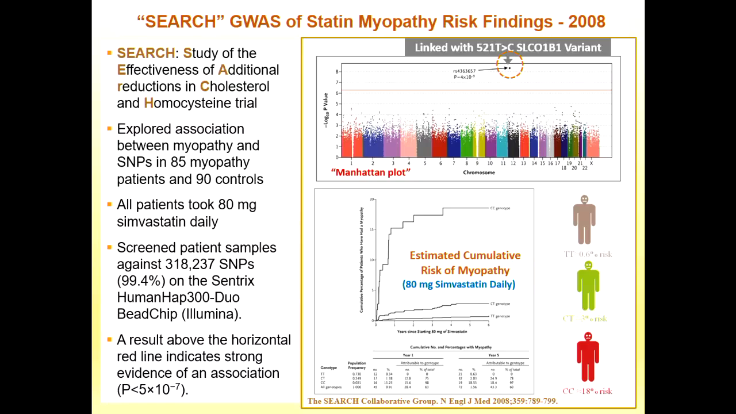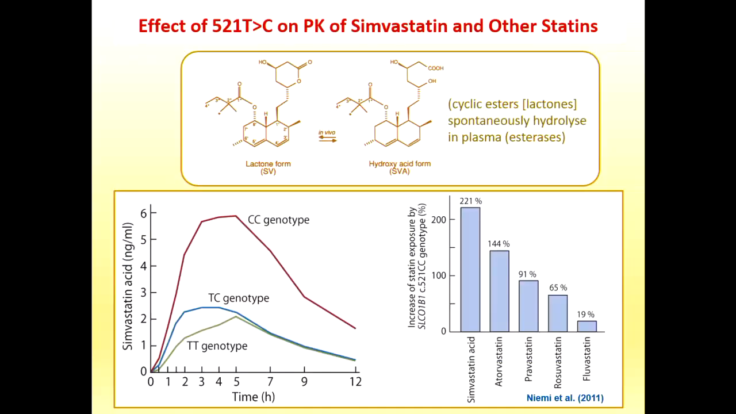You can see here that people with the TT genotype have a very low risk of myopathy. So these are all people receiving 80 milligrams of simvastatin. If you've got one copy of the variant allele, then you've got a little bit of an increase in risk of myopathy, but if you've got two copies, you're highly vulnerable to myopathy. Okay, so this was 15 years ago, quite a big deal.